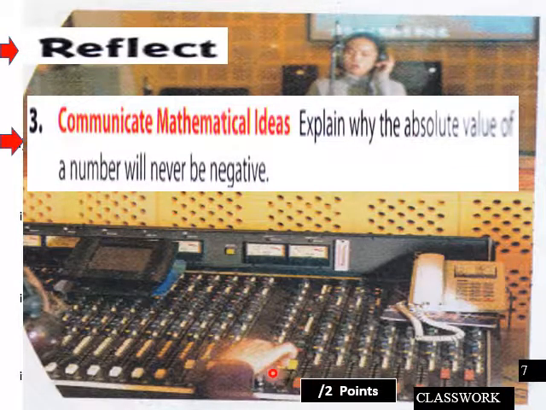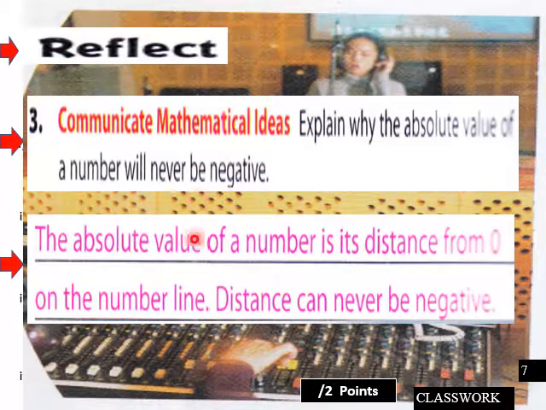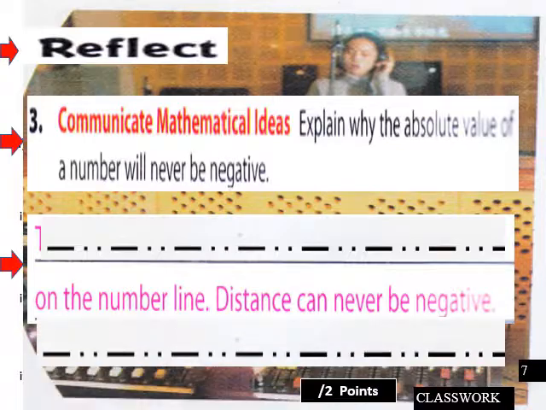Page 7, classwork, reflect. So explain why the absolute value of a number will never be negative. Why is the absolute value of a number never negative? It is the distance from 0, that's why. So we're talking about a distance from the origin on a number line. Distance can never be a negative number. Never.